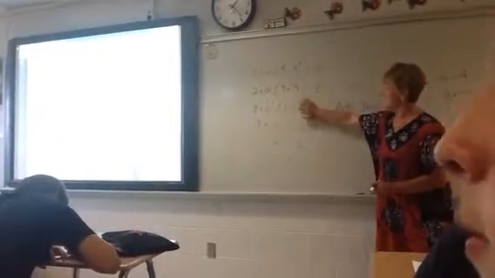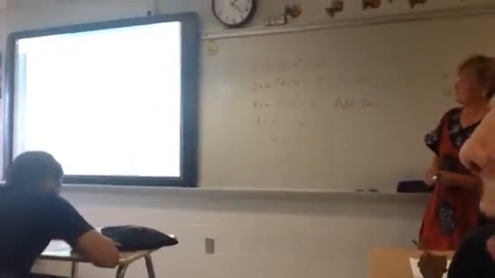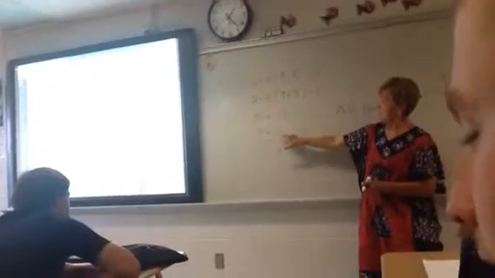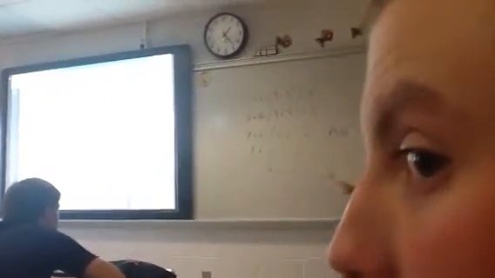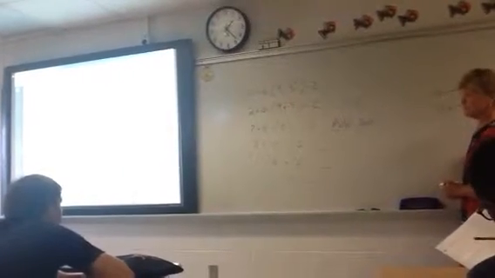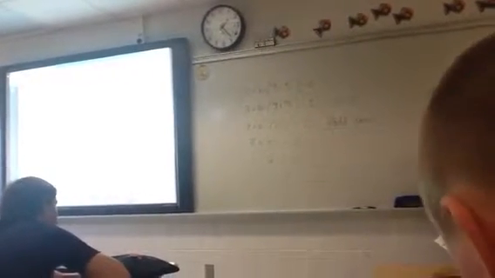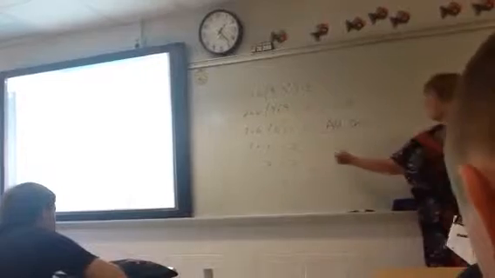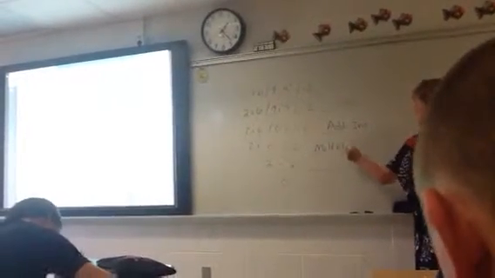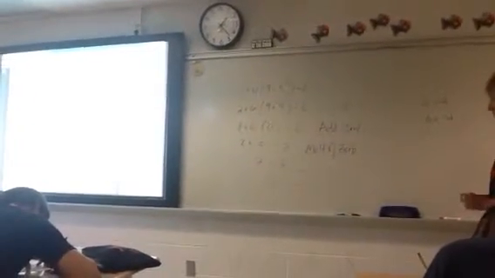What did they change from here to here? They said 6 times 0 was 0. Why? They multiplied something by 0 and they got 0. That's the multiplicative property of 0. You multiply by 0, you get 0.